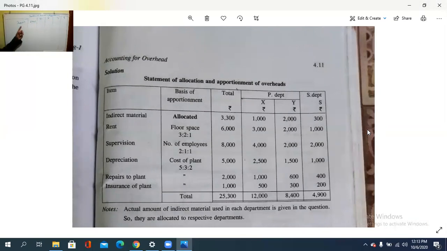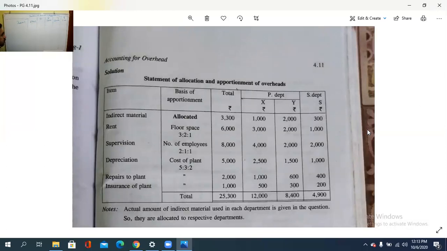So, indirect material allocation, that is X is how much? 1000, that is already given in the question. Then Y is 2000 and S is how much? 300, that is already given. Then some of the items we need to apportion on the basis, isn't it? So, what are the items to be apportioned? The rent, supervision, depreciation, and repairs to plant and insurance of plant.